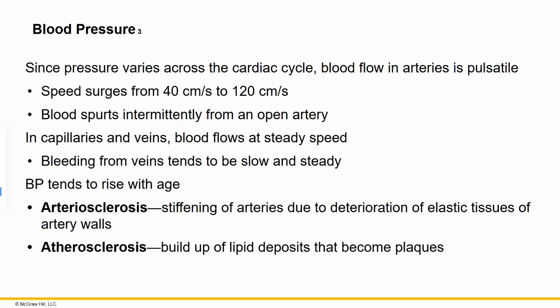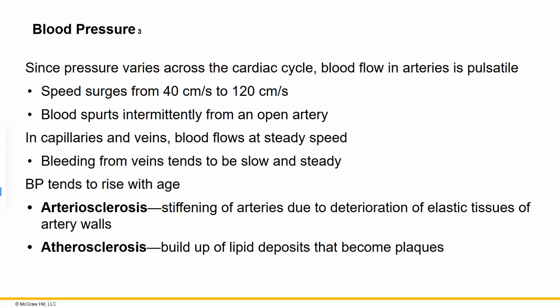Since pressure varies across the cardiac cycle, blood flow in arteries is pulsatile. Speed surges from 40 to 120. Blood spurts intermittently from an open artery. In capillaries and veins, blood flows at a steady speed. Bleeding from veins tends to be slow and steady.